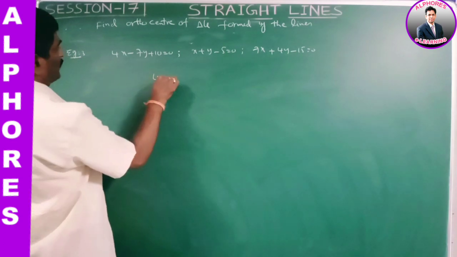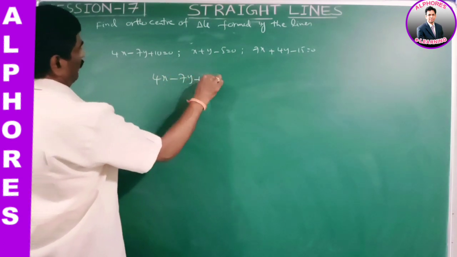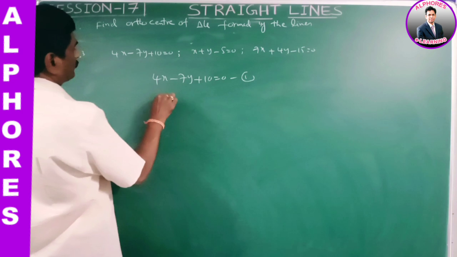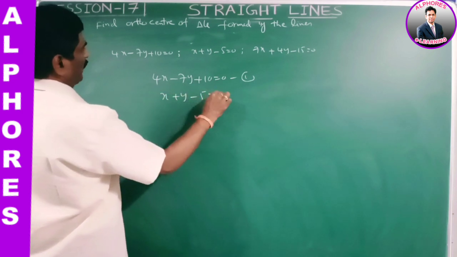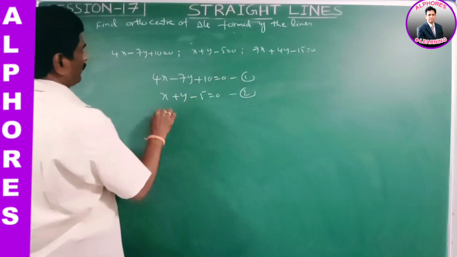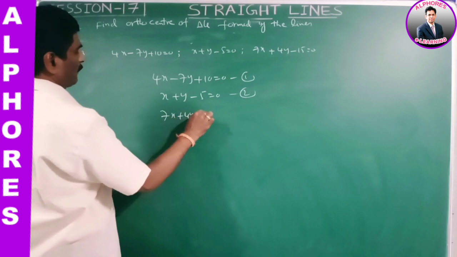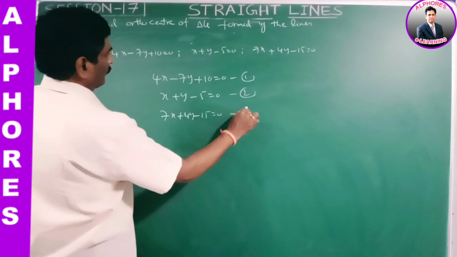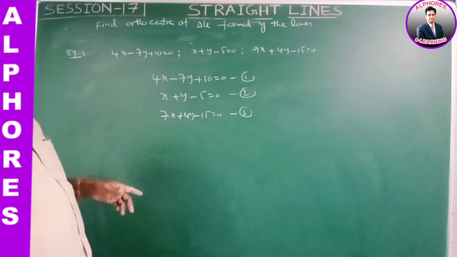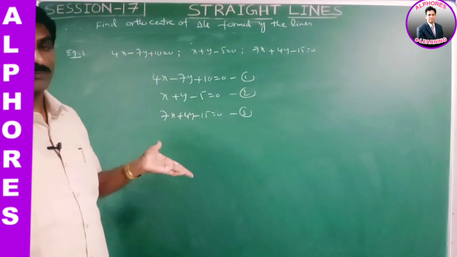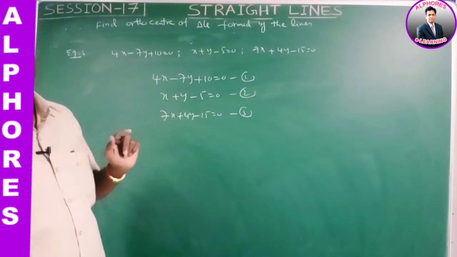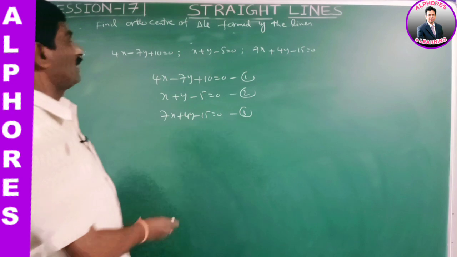What is the first equation? 4x minus 7y plus 10 is equal to 0. Second equation is x plus y minus 5 is equal to 0. Third equation is 7x plus 4y minus 15 is equal to 0. If three equations are given, we find the altitudes, and by solving the altitudes, we get the orthocenter. But in this case, please observe the slopes.